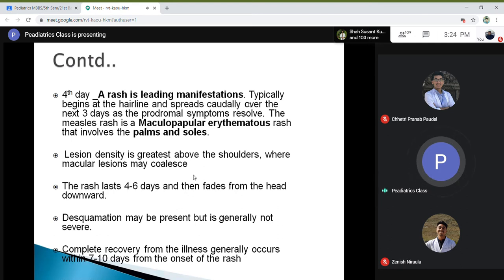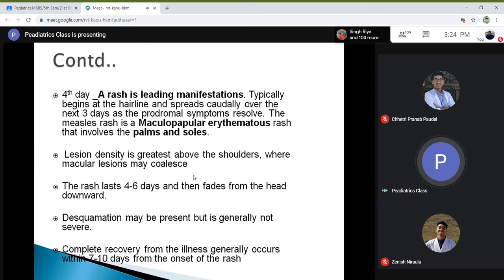And then rashes, which could last for 4-6 days, and then slowly fade. The rash started from the head and moved downwards, and the fading also starts from above and goes down, okay? So a little bit of discoloration may be present, but it's not very severe as in other diseases. There is slight healing, but it does not leave any mark on your skin. So complete recovery takes one day.